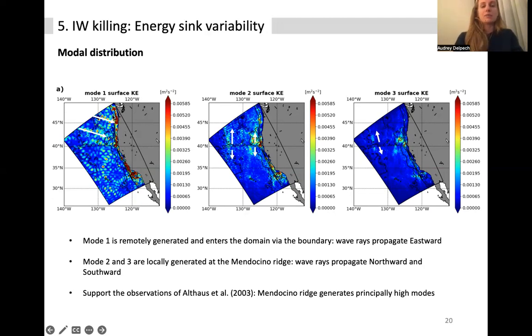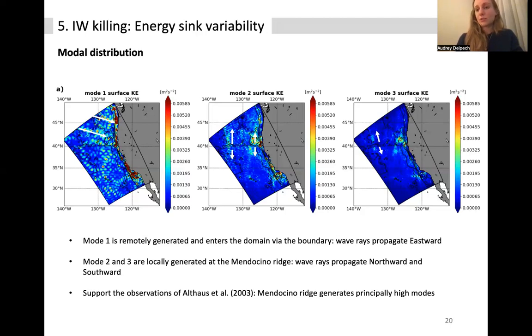mode 1 is mostly remotely generated and propagating into the domain from the outside. It's actually generated not locally, but at the Hawaiian Ridge, and then it propagates into the domain from the west to the east. And that explains why the currents are polarized in the east-west direction on average. Mode 2, on the contrary, and mode 3 are locally generated at the Mendocino Ridge, and they propagate in the north and south directions. And that also explains why their associated currents are polarized in the north-south direction.